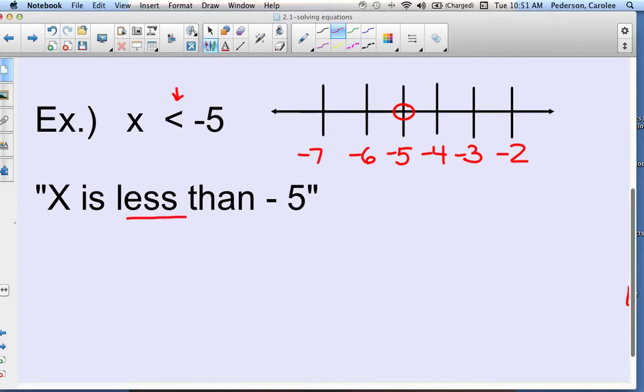So where it gets less is going off to the left. If you were to choose the parentheses, then it would look like this. Here's your parentheses going off to the left. So you can choose either one of those methods to graph it. Either the open circle going off to the left or the parentheses going off to the left.